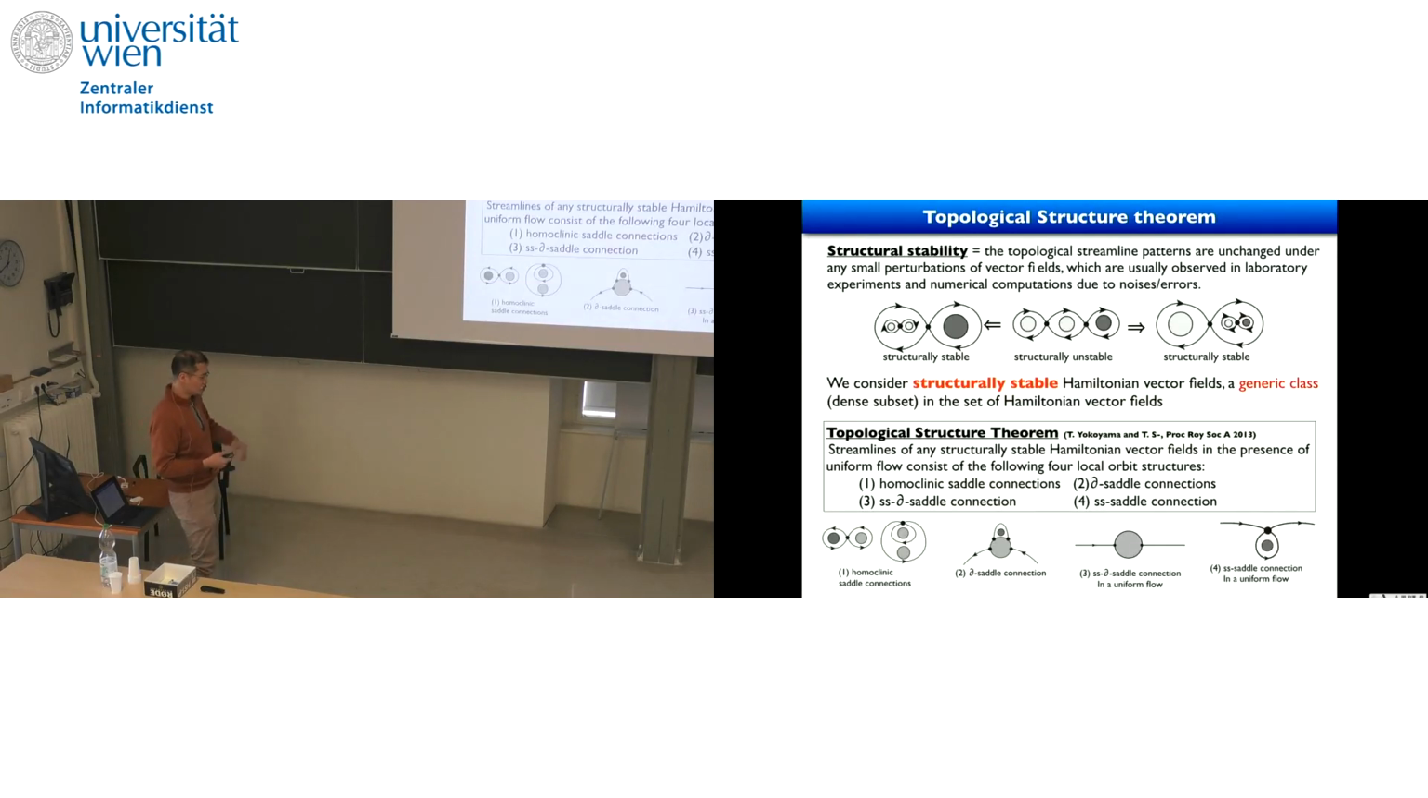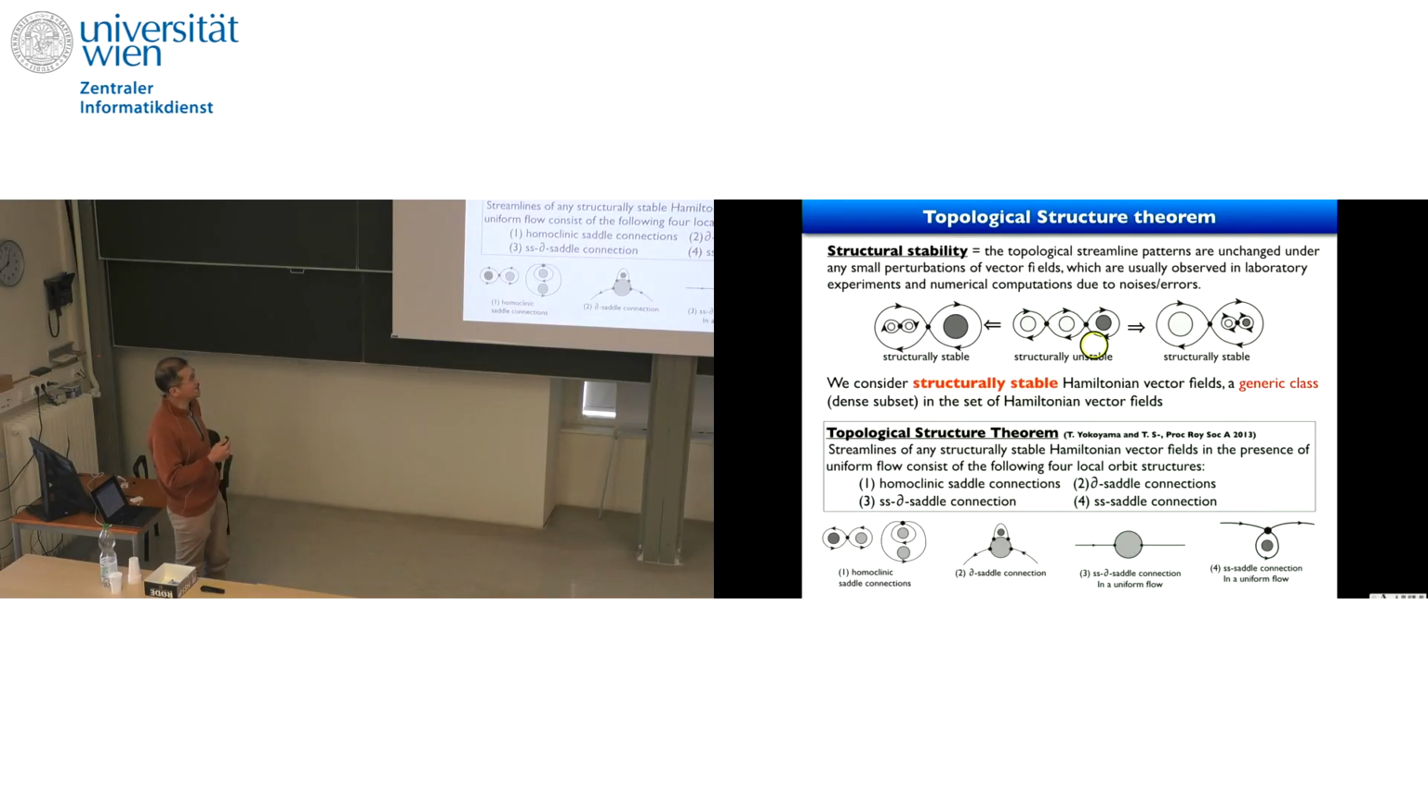In order to obtain some sort of combinatorial structure, we pay attention to a specific class of 2D Hamiltonian vector field, which is the structurally stable vector field. By structural stability, we mean that topological streamline patterns are unchanged under any small perturbations of the vector field, which are usually present in many laboratory experiments and numerical computation due to noise and errors.